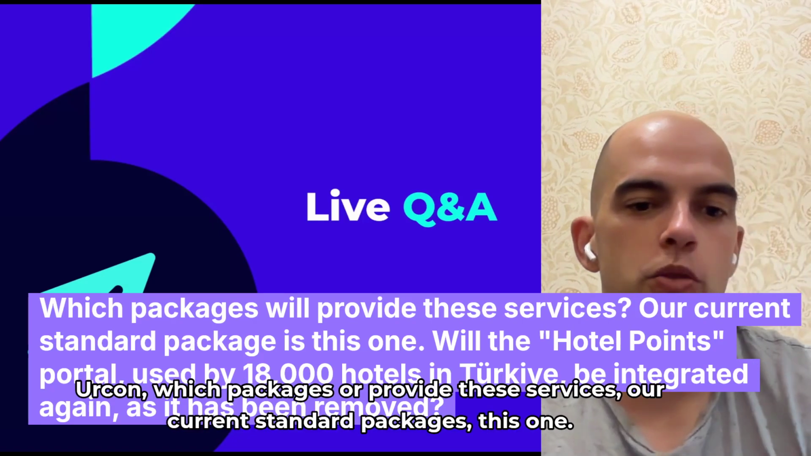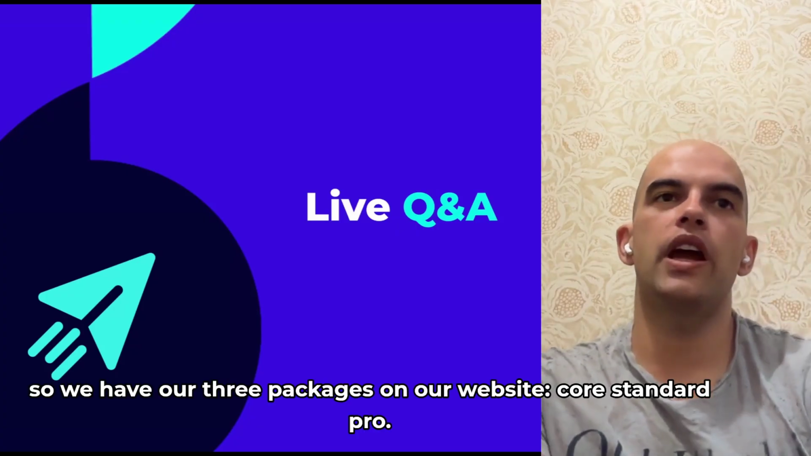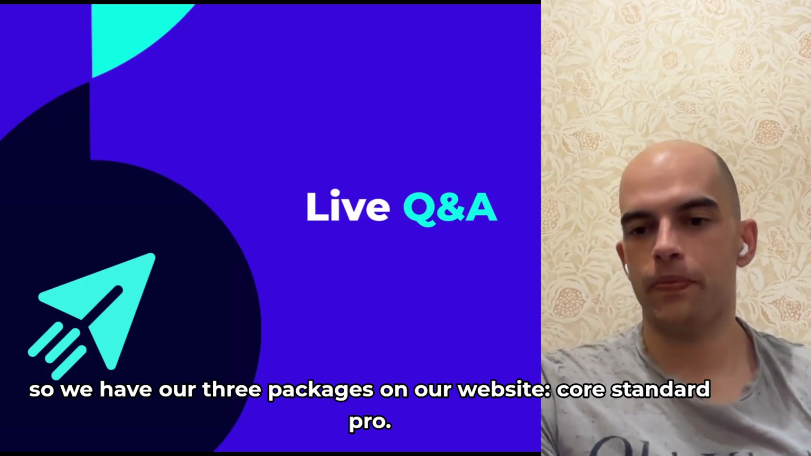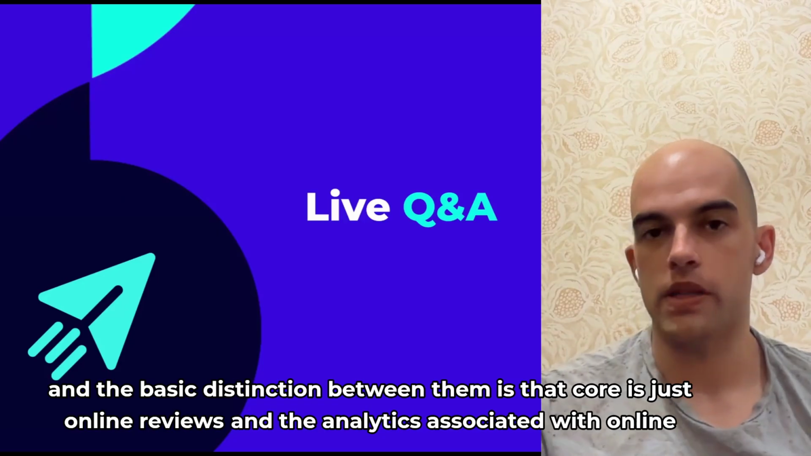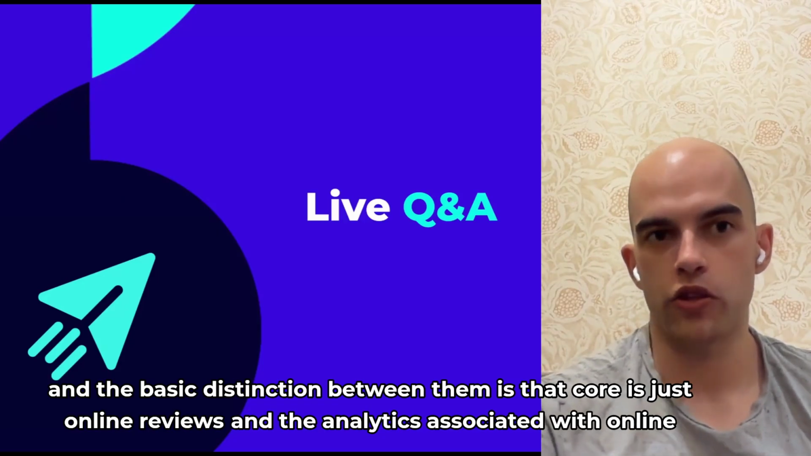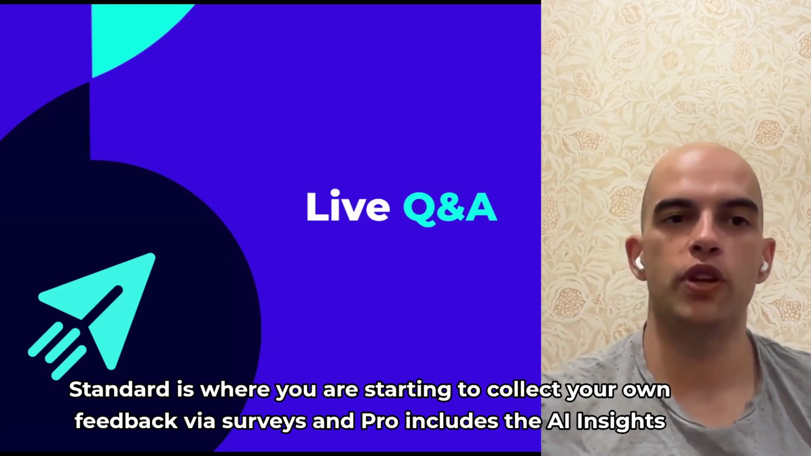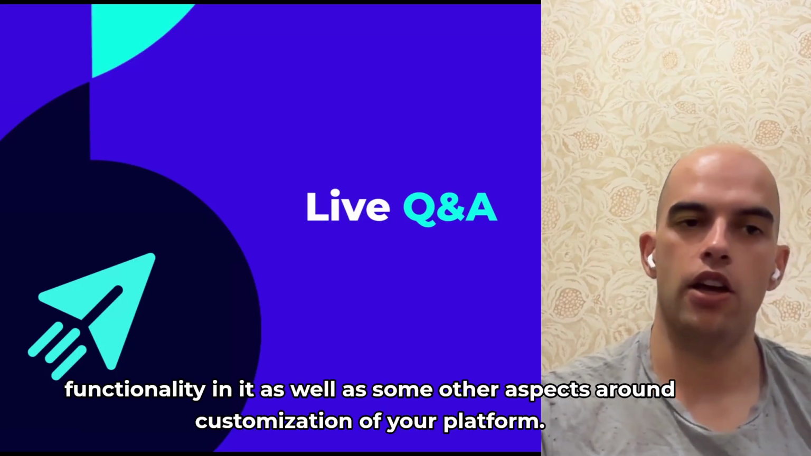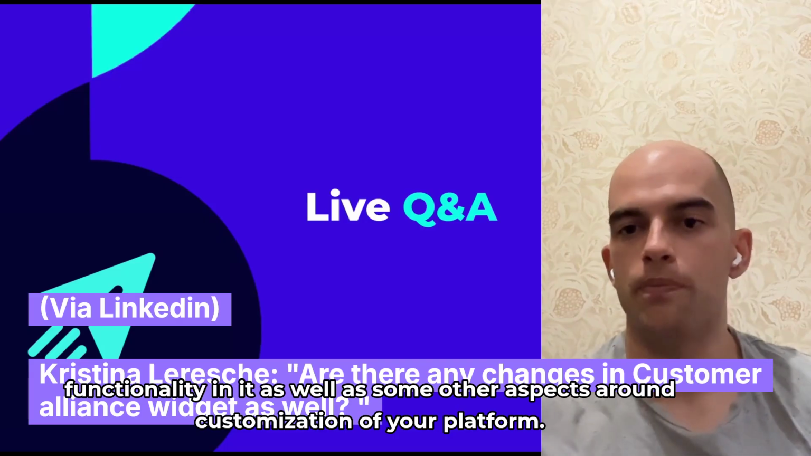Erkan, which packages will provide these services? Our current standard packages. So we have our 3 packages on our website, Core, Standard, Pro. And the basic distinction between them is that Core is just online reviews and the analytics associated with online reviews. Standard is where you are starting to collect your own feedback via surveys. And Pro includes the AI insights functionality in it, as well as some other aspects around customization of your platform.